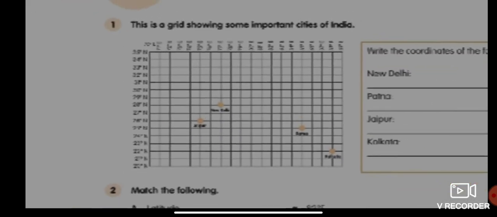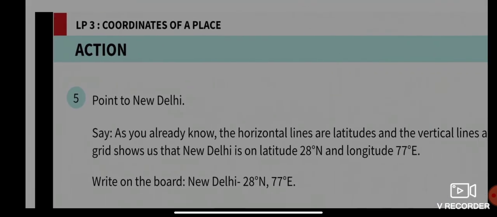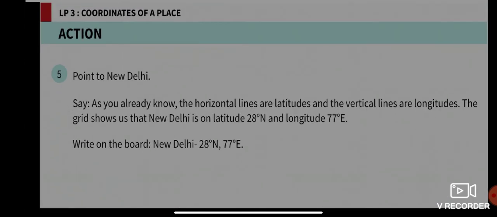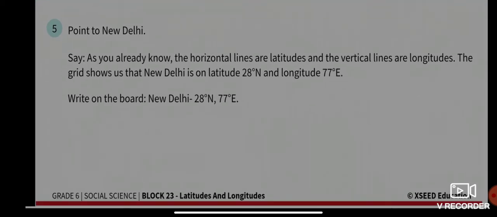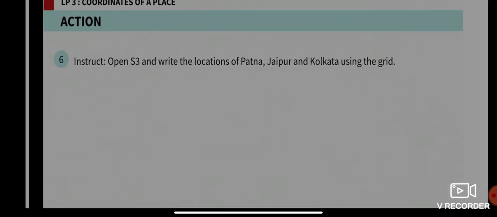That is how you are supposed to find for Patna, Jaipur, and Kolkata as well. Am I clear? So it is latitude 28 degree north and longitude 77 degree east. All right, that is how you are supposed to find for the rest as well.